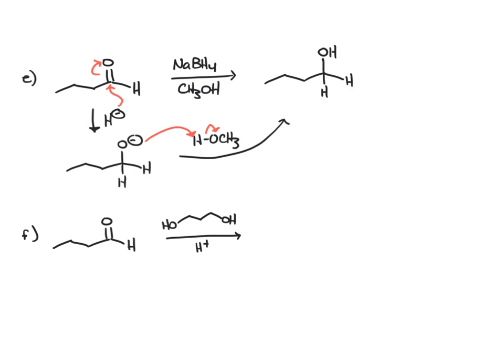In F, this is an intermolecular acetal formation. So basically what happens is first you add one of the oxygens to get the hemiacetal. So I'm going to make one red and one blue. So say we end up adding the blue oxygen first.